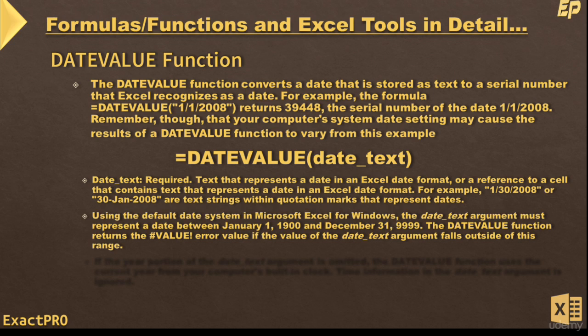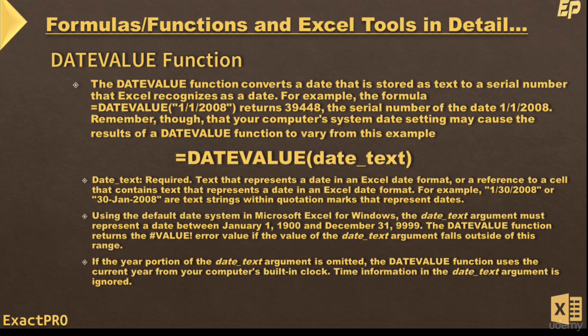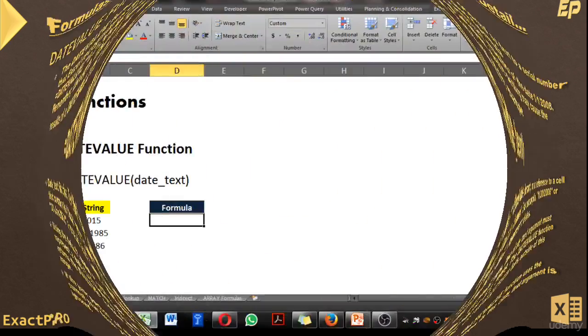Using the default date system in Microsoft Excel for Windows, the date_text argument must represent a date between 1st January 1900 and 31st December 9999. The DATEVALUE function returns the #VALUE! error if the date_text argument falls outside this particular date range. If the year portion of the date_text argument is omitted, the DATEVALUE function uses the current year from the computer's built-in clock. The time information in the date_text argument is ignored. Now let's see the DATEVALUE function in action with some Excel demo.